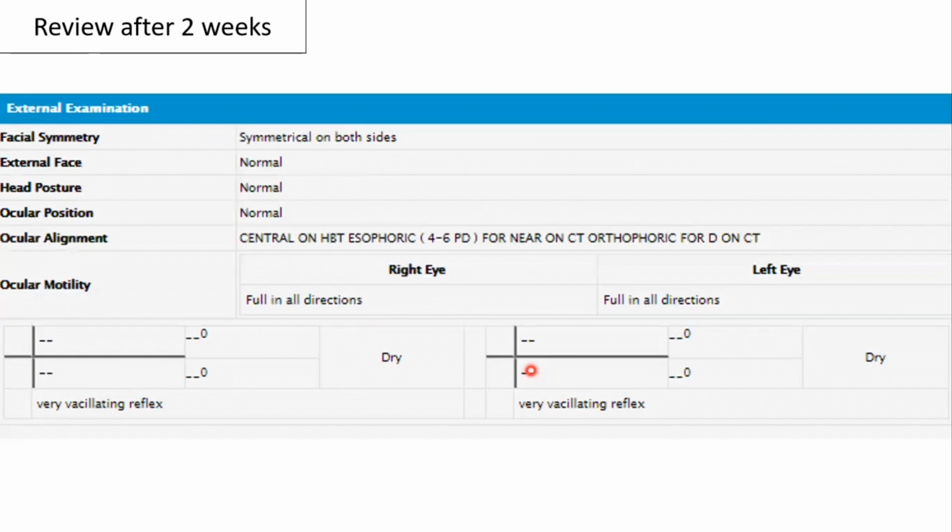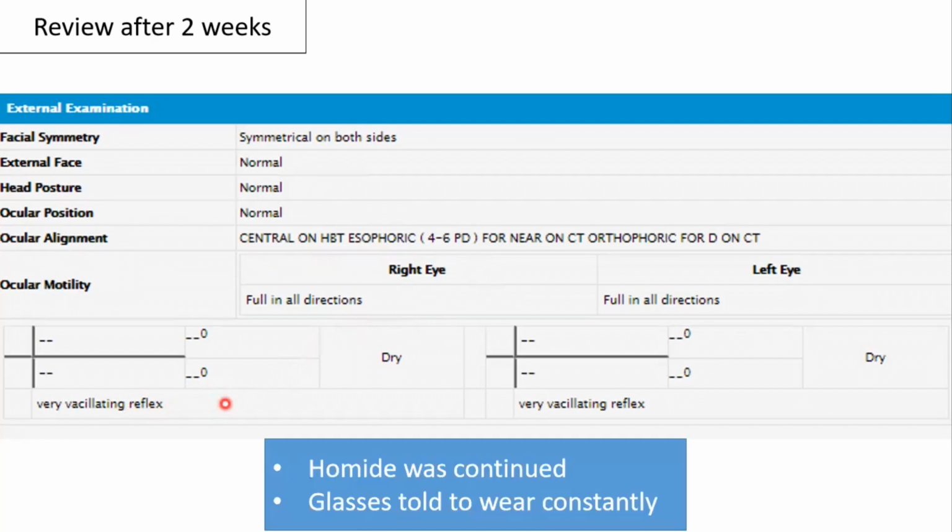When the patient came after 2 weeks, we saw that the patient was isophoric, and there was also quite a vacillating reflex. Here again the patient was told to continue the glasses, and homatropine was given.